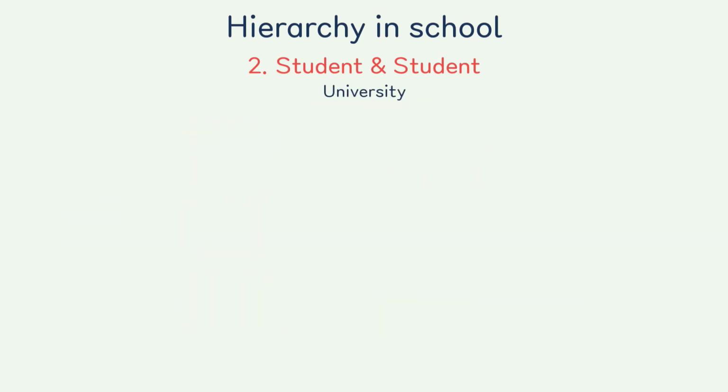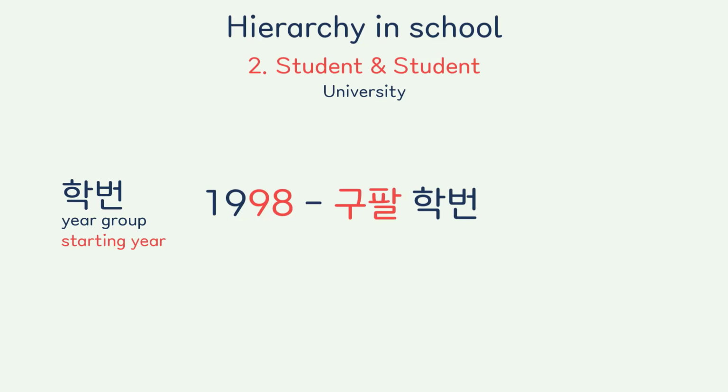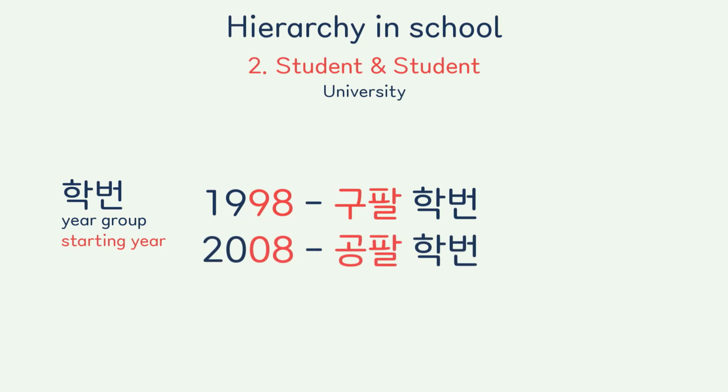However, things get a little complicated when we start looking at year groups in universities. At universities in Korea, seniority is also based on year group, and the year group at university is called 학번. It's similar to the phrase class of in the US, but 학번 refers to the year you started university rather than the year you graduate in. So if you started university in 1998, then you are 98학번. And if you started university in 2008, then you are 08학번. We use Sino-Korean numbers and refer to the year by stating the numbers in single digits.